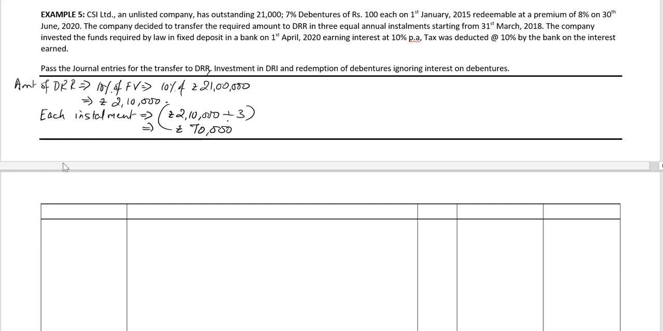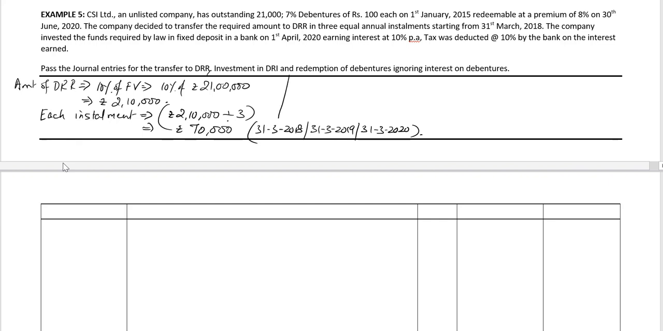70,000. It says the company decided to transfer the required amount to DRR in 3 equal installments starting from 31st March 2018. So the first installment will be 31st March 2018. The second installment will be 31st March 2019. And the third installment will be 31st March 2020.